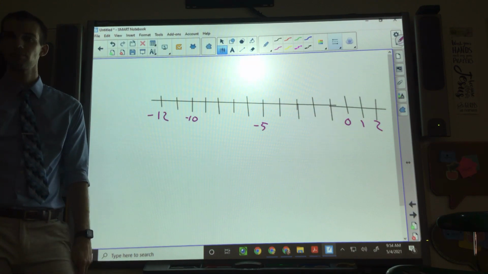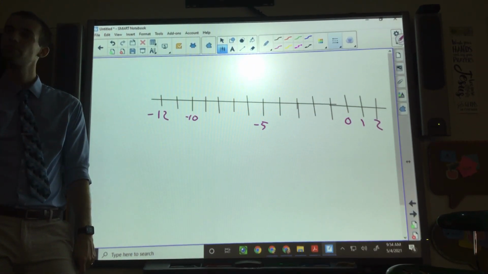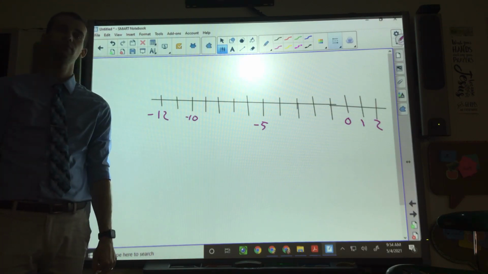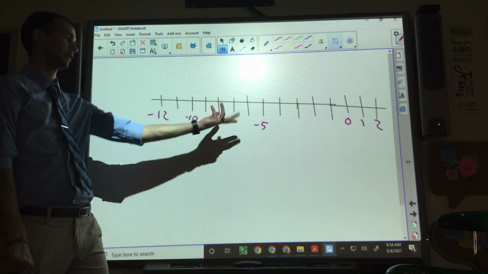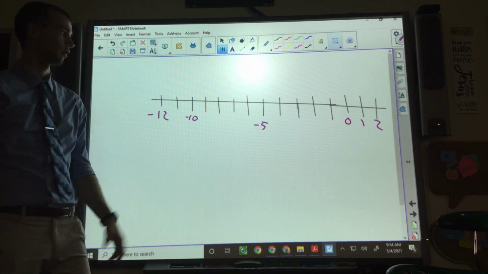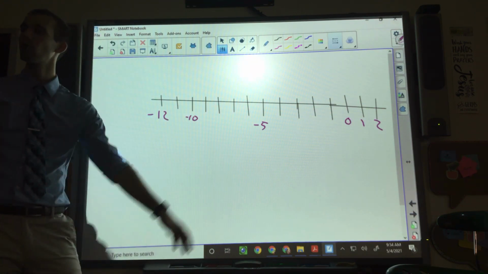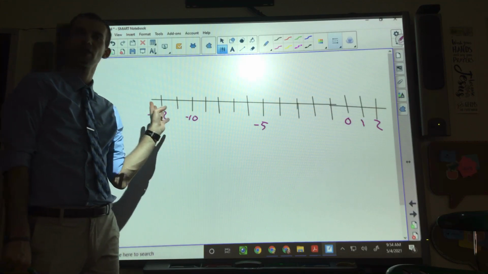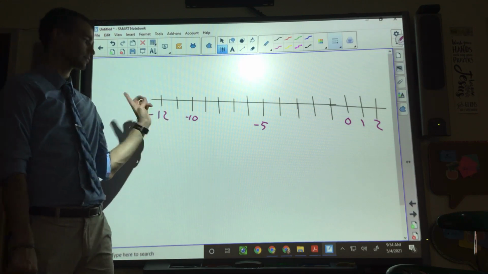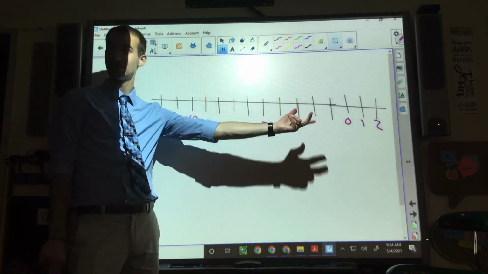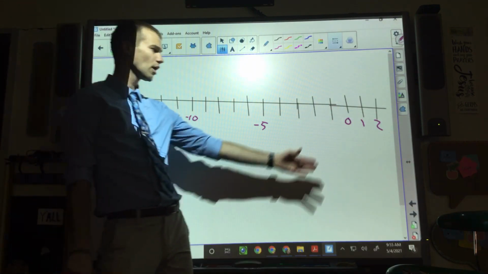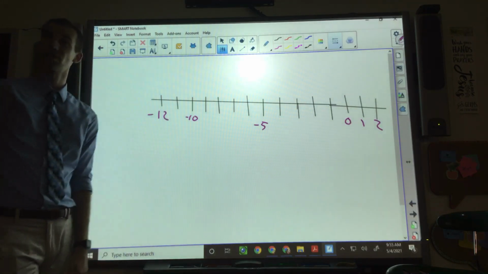Well, you filled in negative 5 because it's in the middle? Kind of, but not specifically that. Why not do all of them then? No, 5 and 10 are kind of benchmark numbers. When I'm doing this, I want to give a sense of what the whole thing is without having to do every single number on there. So I did the ends, negative 12 and 2. I did 5, 10, and 0 because those are benchmark numbers that give us an idea where something else is. And 1, I didn't have to do, but I did it because it was the only number between 0 and 2.